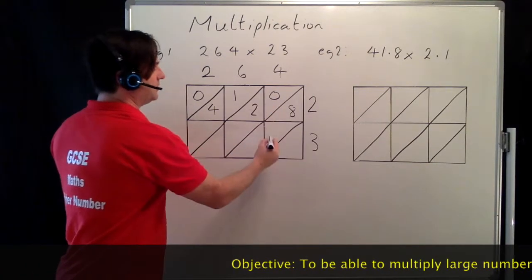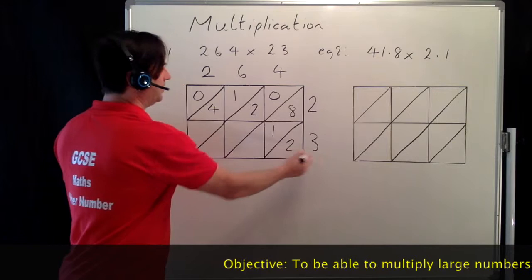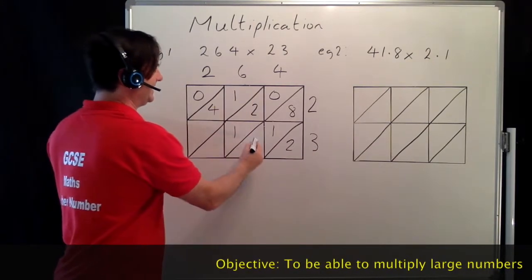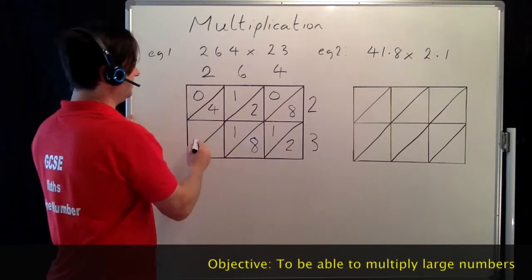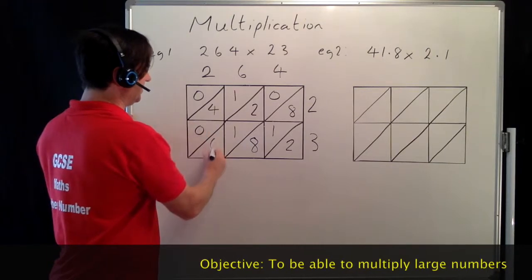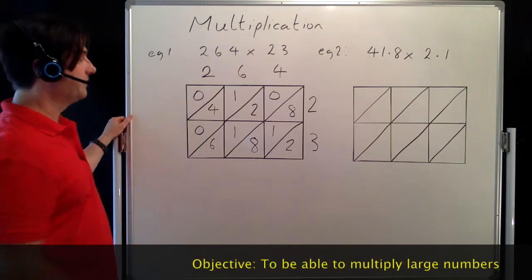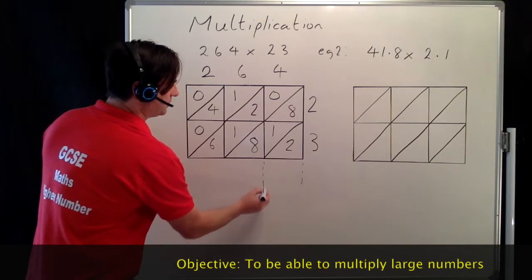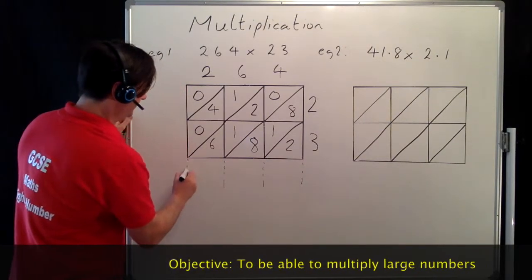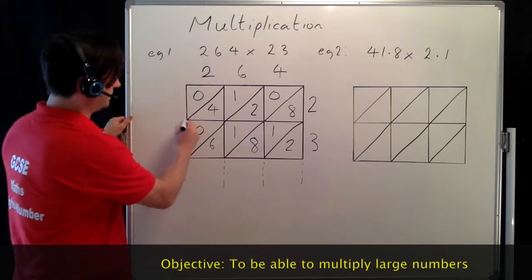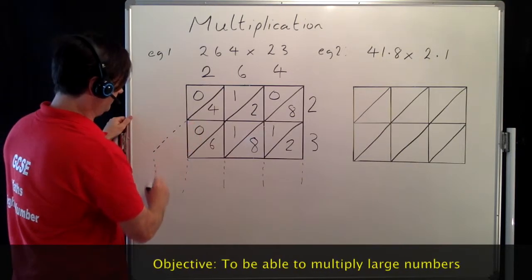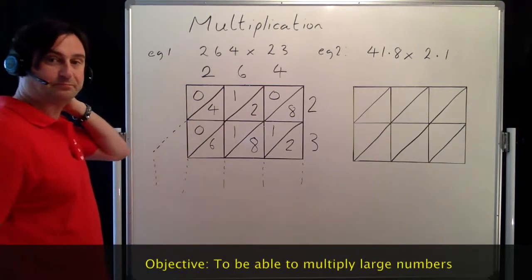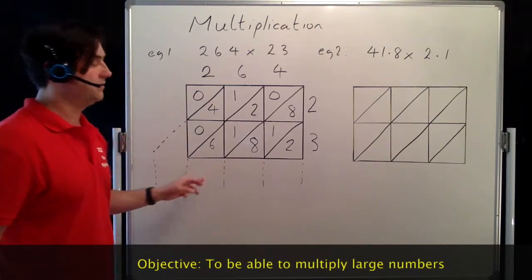Second row, 3 times 4 is 12. 3 times 6 is 18. And 3 times 2 is 6, so we need the 0 and the 6 in there. Once we've filled that in, we draw small dotted lines down here, and for this last one, just extend this out and make it go down like that, just so we know where to put our answers.